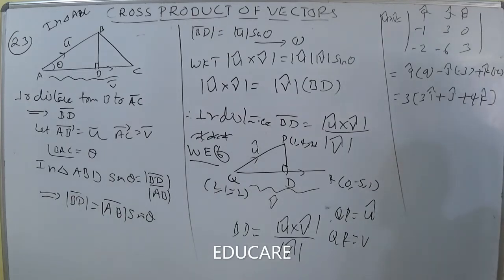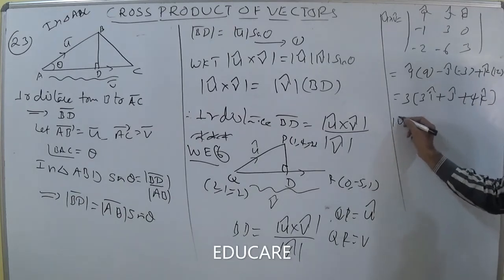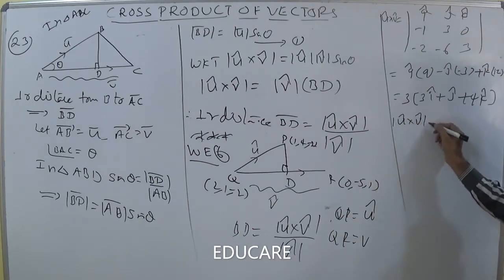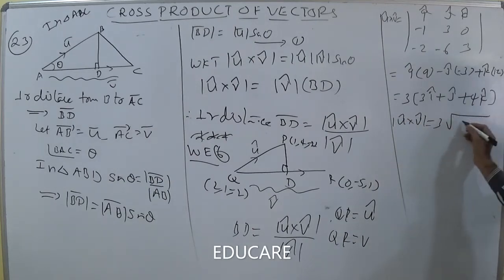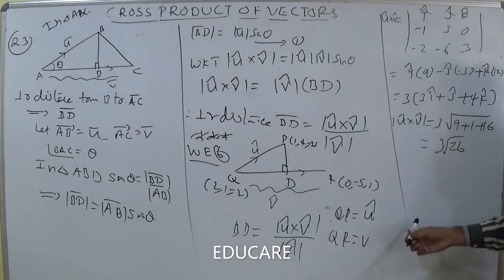Now u cross v, the modulus of u cross v you calculate. The modulus of u cross v is equal to 3 into root of 9 plus 1 plus 16. 9 plus 1 is 10, so this is 3 root 26. Okay, now what is the value of mod v?